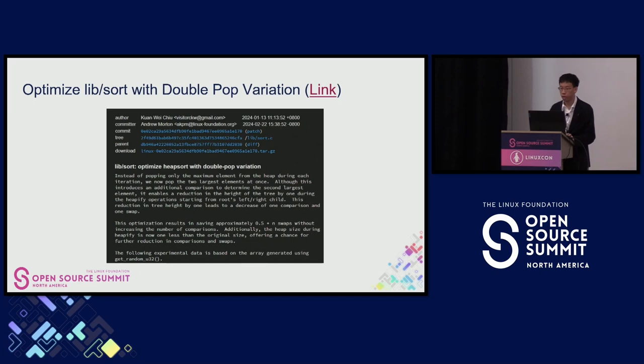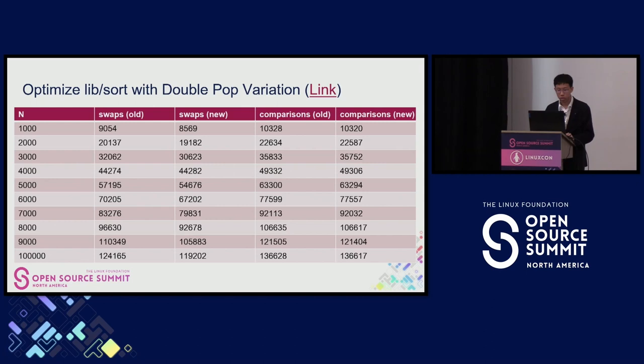And this is also the actual patch I sent to the Linux kernel, and it will be included in Linux version 6.9, which is about to be released in maybe several weeks or a month. Also, this is the experimental data that I generated, with the array filled by the getRandomU32 API in the Linux kernel. The n is the size of the array. And these are the actual numbers of swaps and comparisons needed for the sorting in my experiments. We can see in the data that the new and old algorithms have almost the same number of comparisons, but we could save approximately 0.5 times the number of swaps in each experiment.